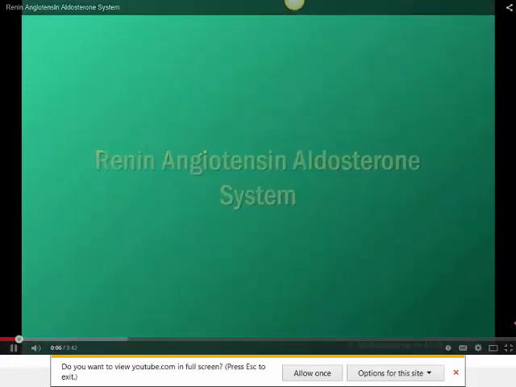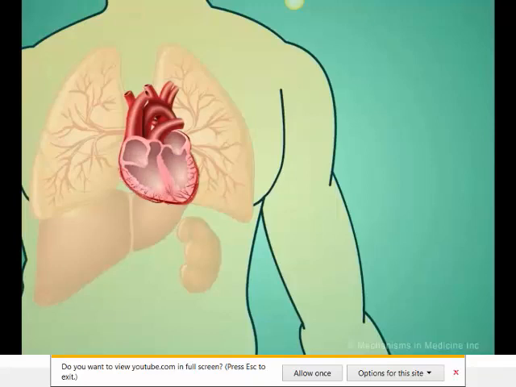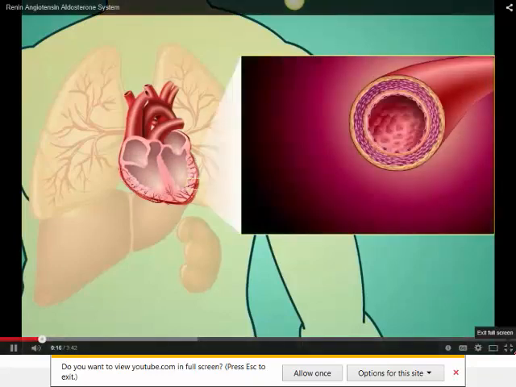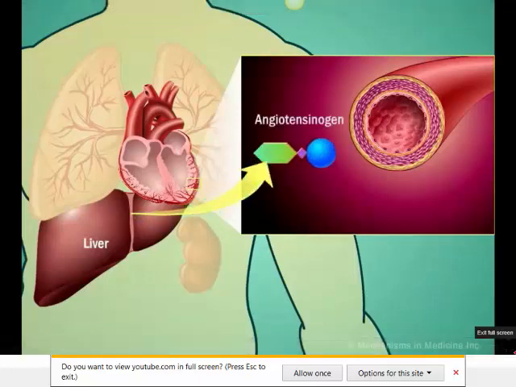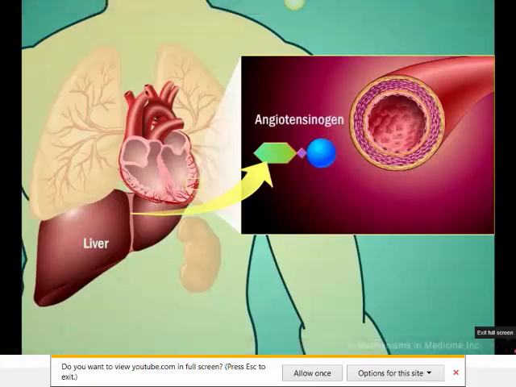Renin-angiotensin-aldosterone system. The renin-angiotensin-aldosterone system is a classic endocrine system that helps to regulate long-term blood pressure and extracellular volume in the body. The system begins with the release of angiotensinogen into circulation by the liver. This may be in response to low blood pressure and adverse changes in sodium concentrations.